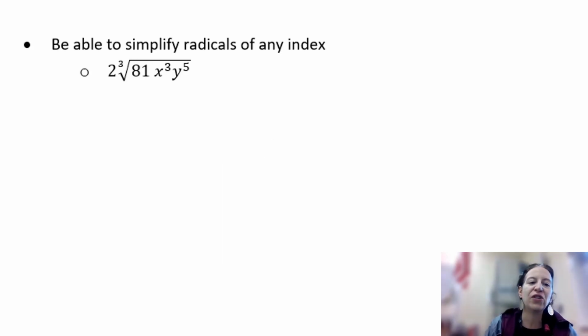So the first skill is to be able to simplify radicals of any index. I'm giving you one to practice on that I think is a pretty generic problem, and then there's more than one on the test. The strategy that we covered in class for doing this was a prime factorization strategy, where we look for what the radical is going to undo.